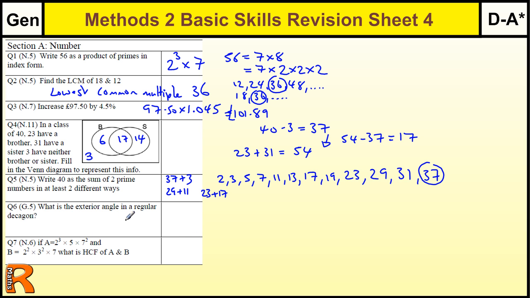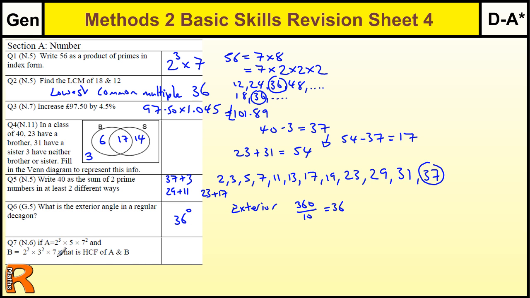What is the exterior angle in a regular decagon? Okay, so in a regular decagon there are 10 sides. So the exterior angle in a regular shape is 360 divided by the number of sides, which is 36 degrees.